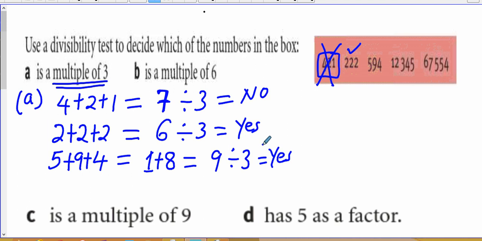Now, when you say the answer is yes, what is the implication? It means that this number over here is a multiple of 3.